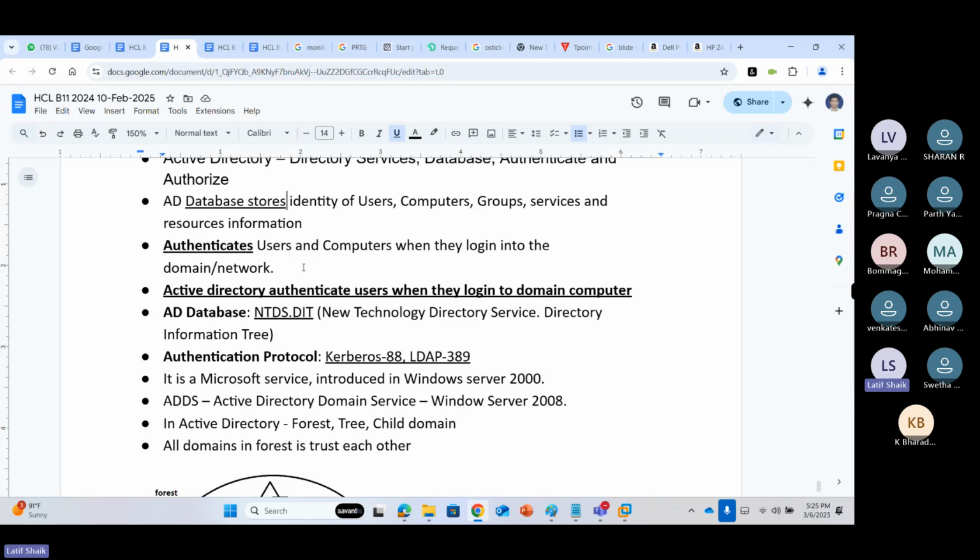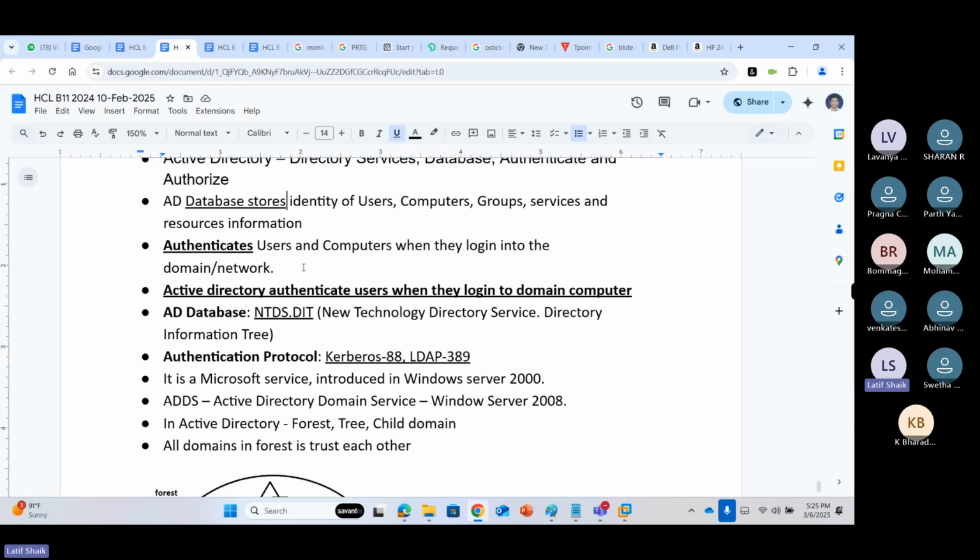Okay. Active Directory database, NTDS.DIT. You have a database, which means there is a file name. The Active Directory database file name is NTDS.DIT, New Technology Directory Service Directory Information Tree.